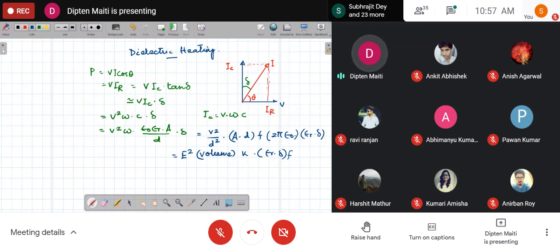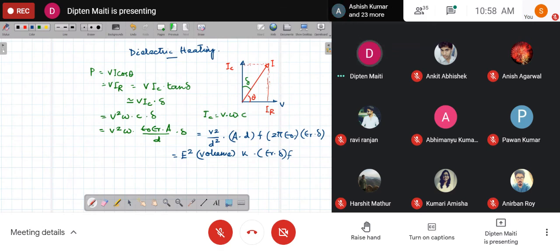Now, one point here is that for dielectric heating we require high voltage, because this is capacitive heating. We need to apply a voltage such that there is a certain amount of current through the capacitance formed. Due to that, we require a high voltage to be applied across the dielectric, across the plates of the capacitor.